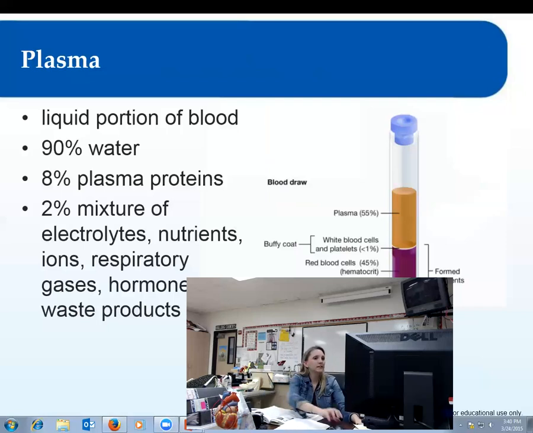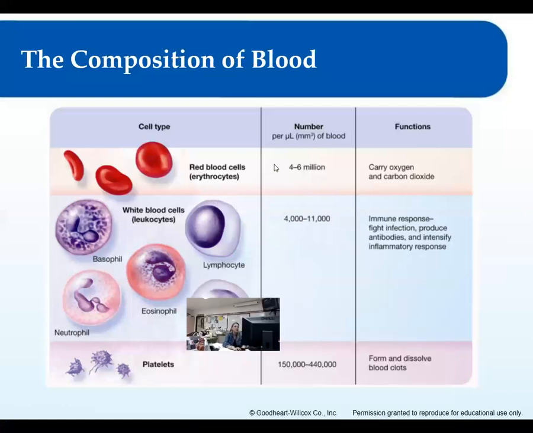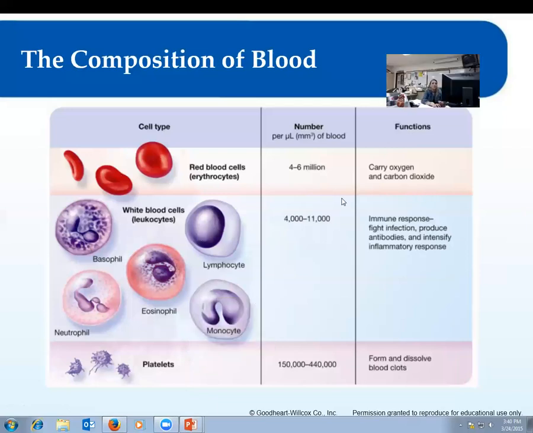Look on this next table. This one kind of gives you an idea of the blood cells in relation to each other, how many. So look, this is per cubic millimeter. We're talking about the size of a pin dot on your paper. 4 to 6 million red blood cells. White blood cells, 4 to 11,000 is normal. And then, of course, platelets are 150,000 to 440,000. The red blood cells by far outnumber everything else.